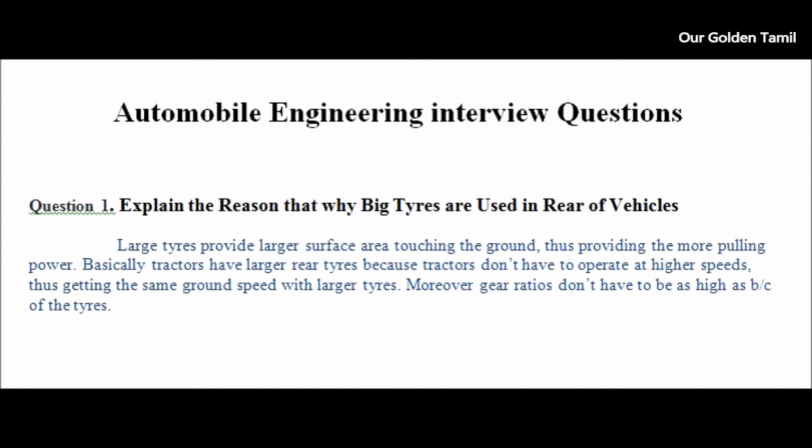Automobile engineering interview questions. Question 1. Explain the reason why big tires are used in the rear of vehicles. Answer. Large tires provide a larger surface area touching the ground, thus providing more pulling power. Basically, tractors have larger rear tires because tractors don't have to operate at higher speeds, thus getting the same ground speed with larger tires. Moreover, gear ratios don't have to be as high because of the tires.